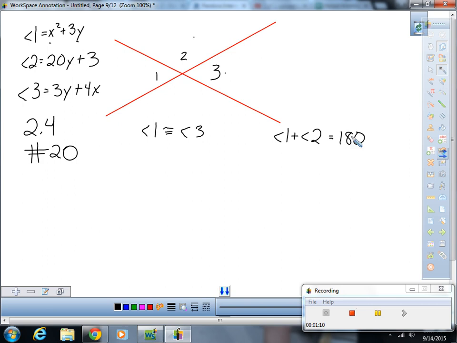So if I say that x squared plus 3y equals 3y plus 4x, notice, nice things happen. I could subtract 3y from both sides. You get x squared equals 4x. Okay, divide each side. Well, you can't really divide each side by x, but you can in this problem.